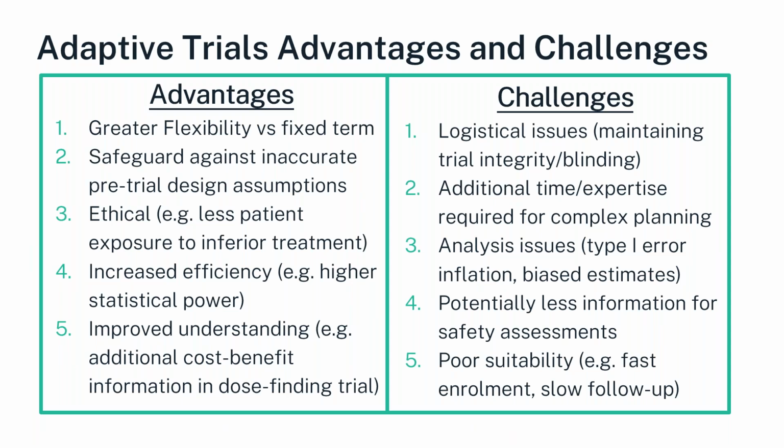You should see higher statistical power on average. So, for example, an equivalent group sequential design can be shown to give you more power for less sample size than an equivalent fixed-term trial. And it should also potentially lead to improved understanding.